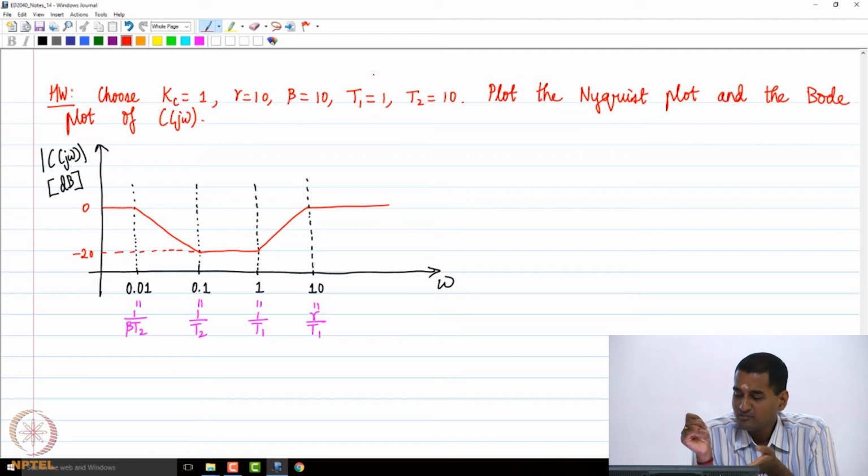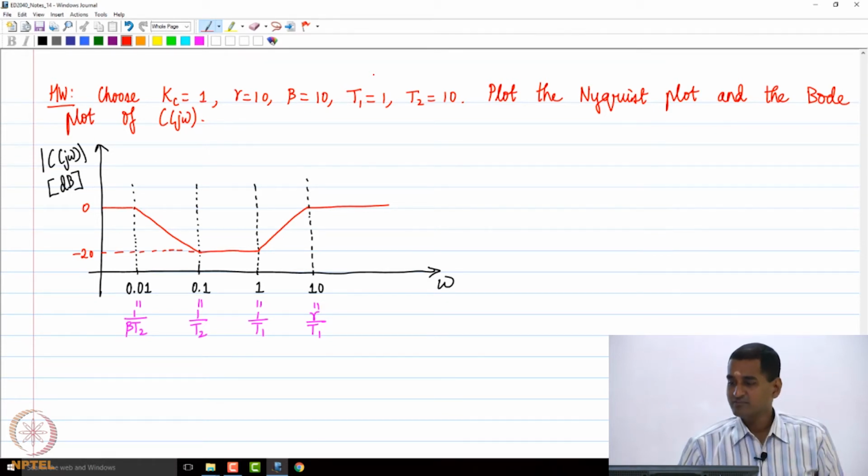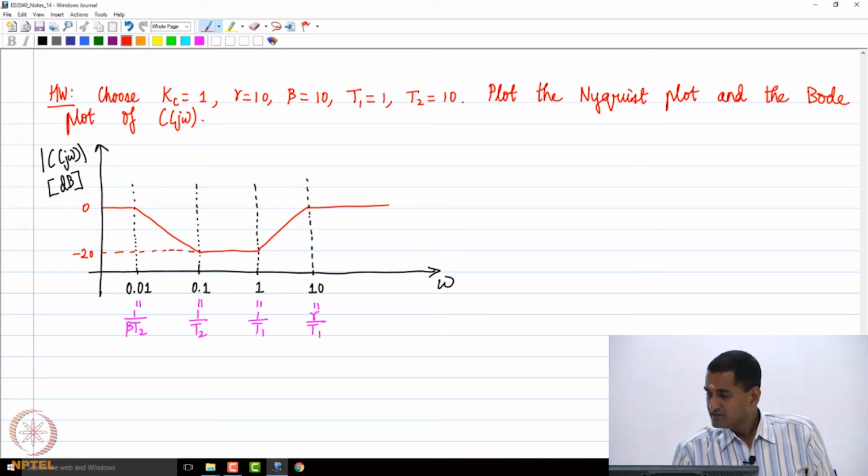So please plot the Nyquist plot and also the phase plot corresponding to this particular transfer function, and make observations as before. That's something I am going to leave to you as an exercise or homework. Is it clear? Okay. Fine.